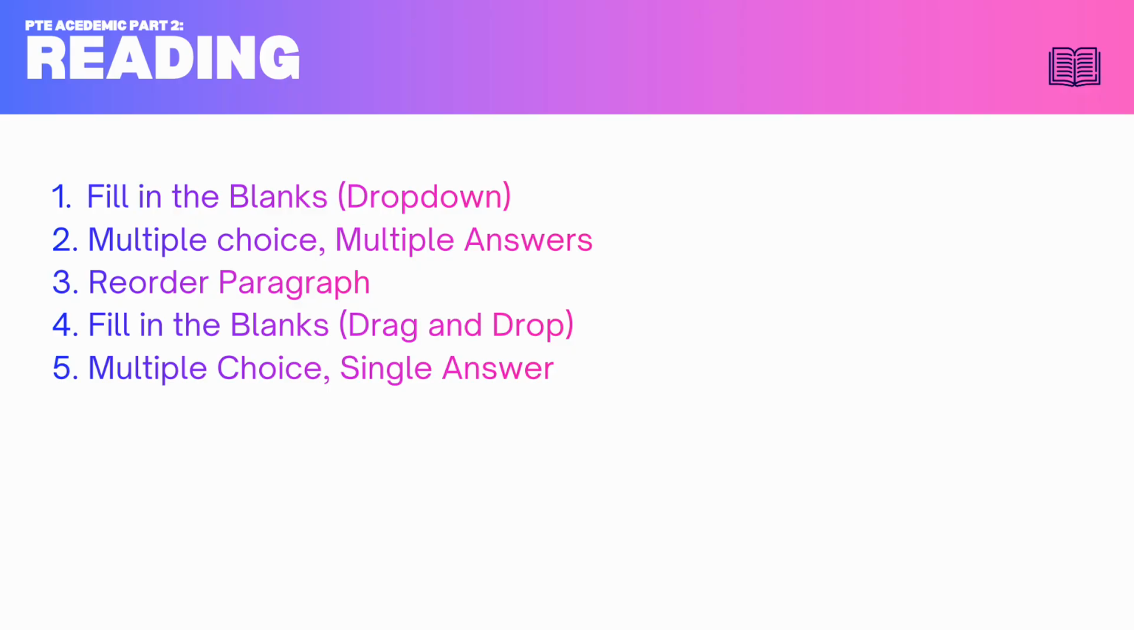Part 2 focuses on reading skills and it includes 5 different question types. The first task is fill in the blanks using drop-down options. You will see a text with several gaps. This will require you to choose words from a drop-down menu to fill in the gaps. Next category is multiple choice with multiple answers. To answer this question, you will be required to read the passage where more than one options may be correct.